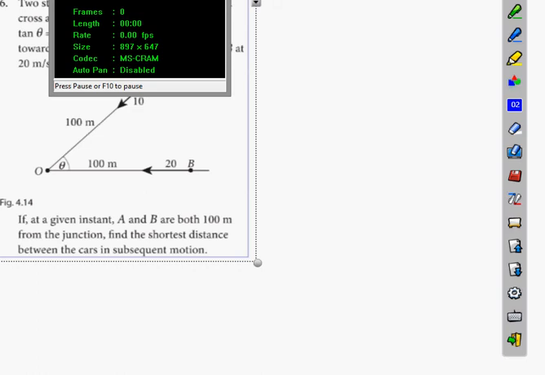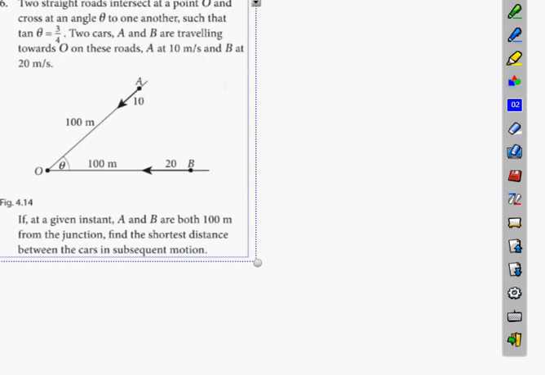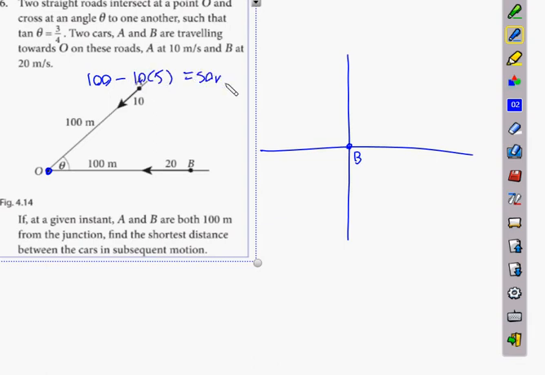We've done this before, okay? And what we did before was we brought B to the junction, such that B was here. It did it in 5 seconds, right? Because 100 divided by 20 is 5 seconds. So B is here at the junction. A is now 100 minus 10 multiplied by 5, which is 50 meters away.